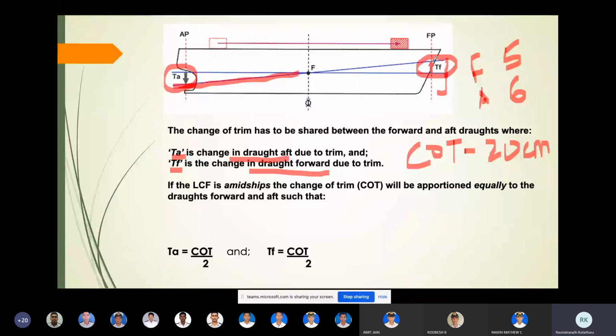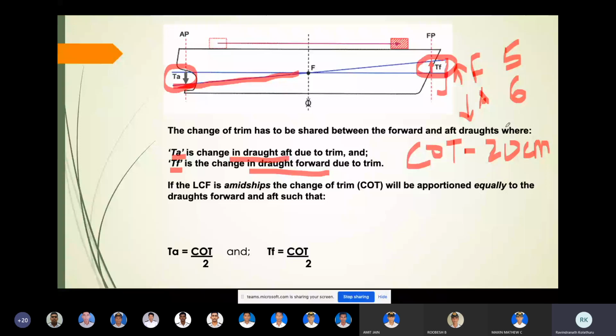We know one thing for sure, that since we have shifted the weight from aft to forward, what is going to happen? My forward draft will increase. You agree with that? Yes, sir. And my aft draft will decrease. Only thing I know is due to the weight shift, my forward draft will increase and aft draft will decrease. But I don't know how much it is going to increase, and in aft how much it is going to decrease. But I know the entire change.